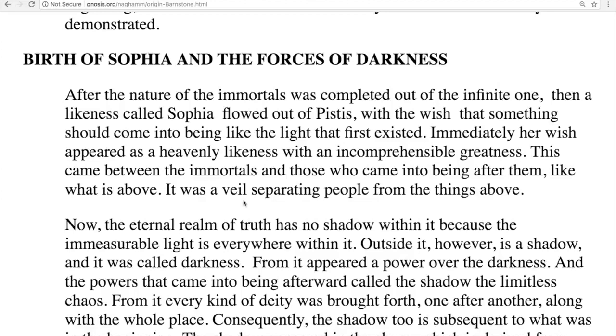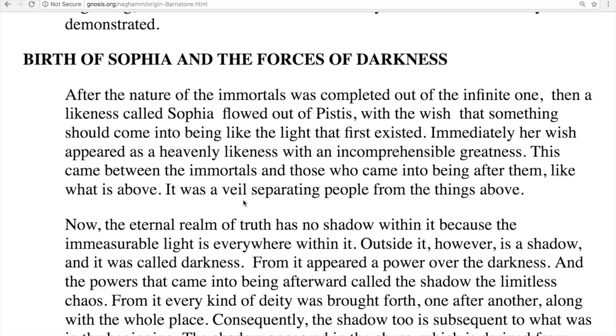Here, immediately her wish appeared as a heavenly likeness with an incomprehensible greatness. This came between the immortals, the aeons, and those who came into being after them. And so this created a separation. We're going to see why it created a separation, like what is above. It was a veil separating people from the things above. This creates definition and individuation. This is not something that is dark or evil. This is what this writer is trying to clarify to us, but rather it is a shadow.